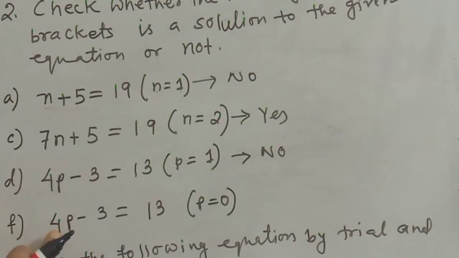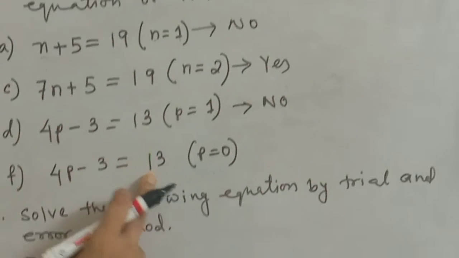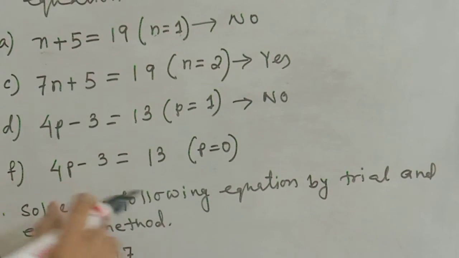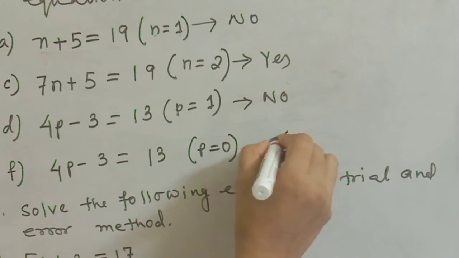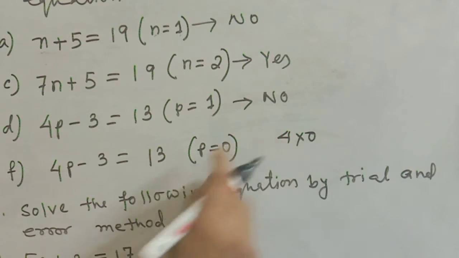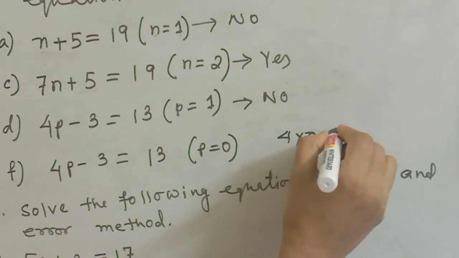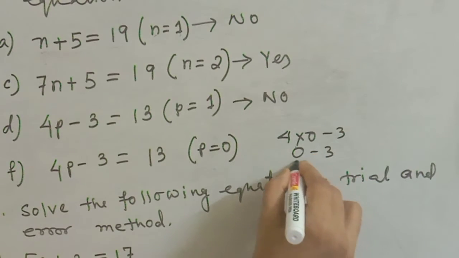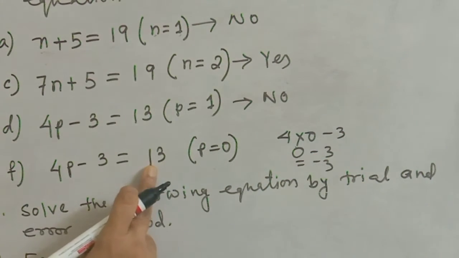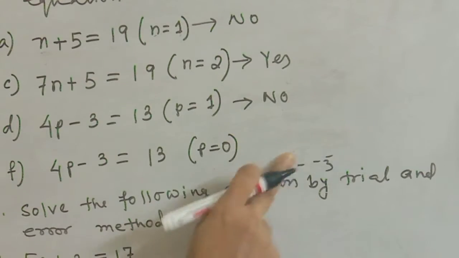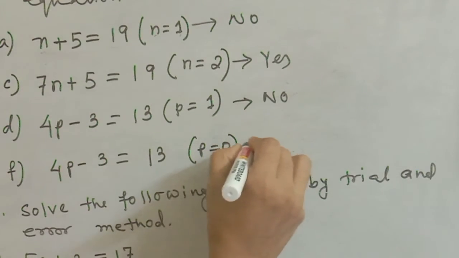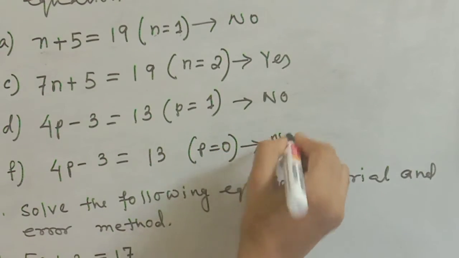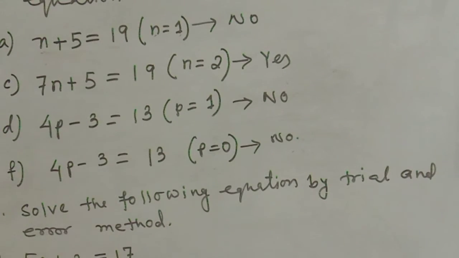Next equation is 4p minus 3 is equal to 13. If I put p is equal to 0, see what happens. 4 into 0, the value of p is 0, minus 3. 4 zeros are 0, minus 3, which results in minus 3, not 13. So this is also not the correct option for this equation. So we have to choose no.